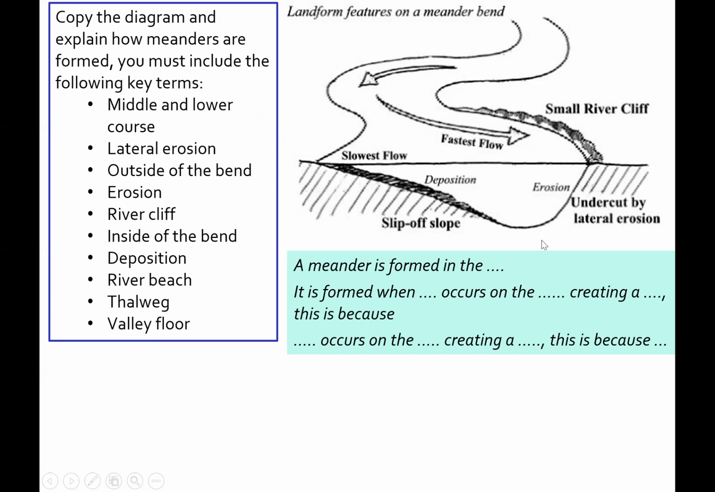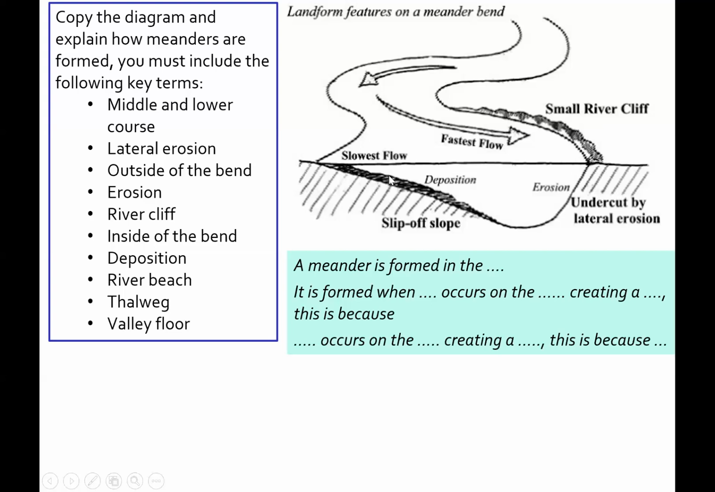And because the river's deeper, it means there's less friction, there's less water in contact with the bed and the banks, and that means the water can flow faster because there's less friction. And as it erodes here, it actually creates quite a steep part of the bank, and we call that a river cliff, because it's a steep section caused by that lateral, that side-to-side erosion.